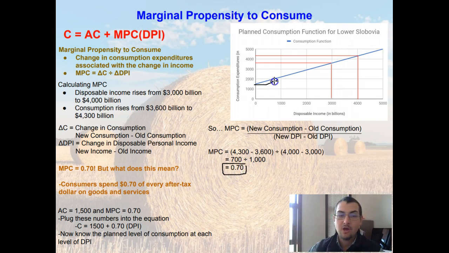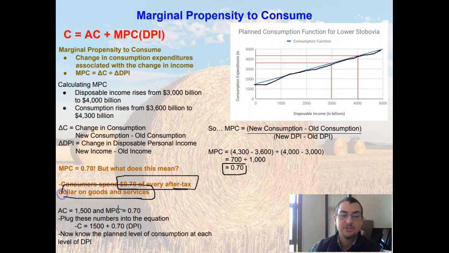We know that that's the slope of this line right here, the slope of that consumption function. But what in the world does this 0.7 actually mean? Here's what it means. It means that consumers are going to spend 70 cents of every after-tax dollar on goods and services, which means that every time they receive a raise and receive more money, out of every dollar, they're going to spend 70 cents of it on goods and services, on consumption.